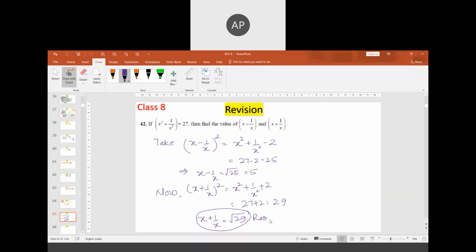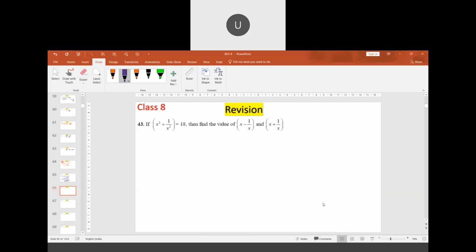Let us not find the value. Let us keep it as it is, root 29. It is 5 point something. Let us keep it as it is.